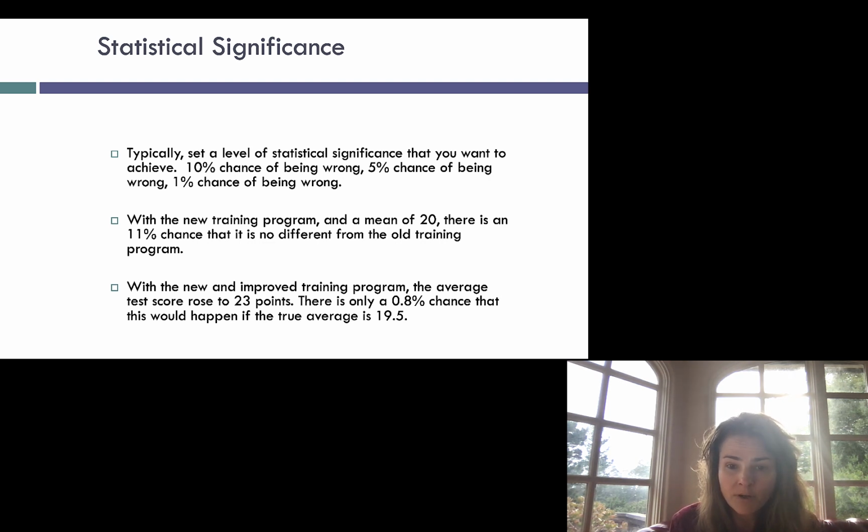With the new training program and a mean of 20 and an 11% chance of being wrong, we typically would fail to reject our null hypothesis. With the new and improved training program, where the test score was at 23 and only a 0.8% chance of being wrong, it's much more likely that we would reject our null hypothesis.